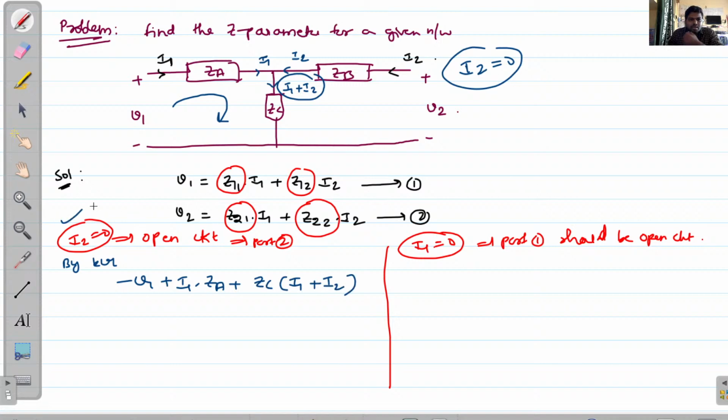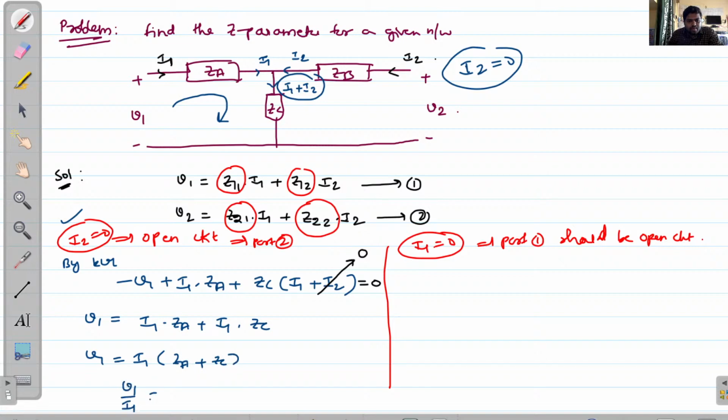But according to our assumption, I2 equals 0, because of this open circuit, I2 will be 0 amperes current. So this term will become 0. Now you can conclude that the algebraic sum of voltages in a particular loop equals 0. Now you will get V1 equals I1 into ZA plus I1 into ZC. If you take I1 as a common factor, then you will get ZA plus ZC. So now what you will get? V1 by I1 equals ZA plus ZC.